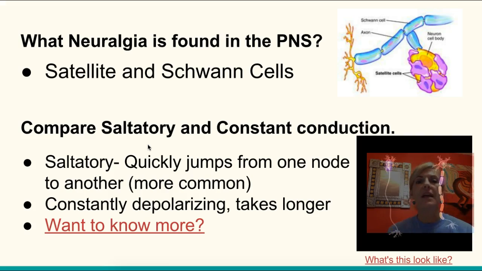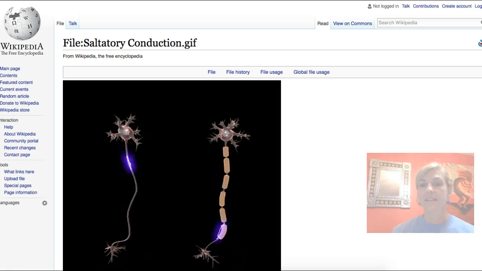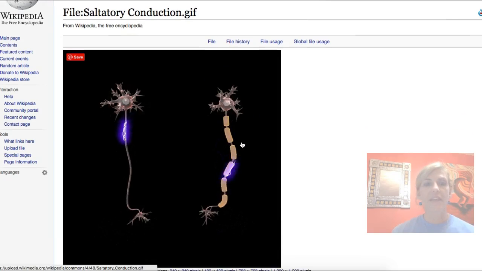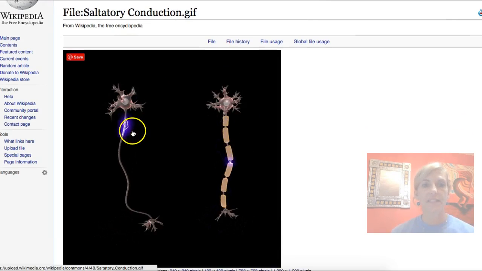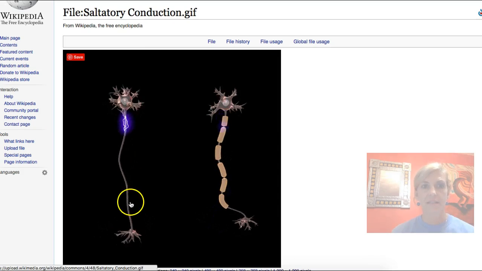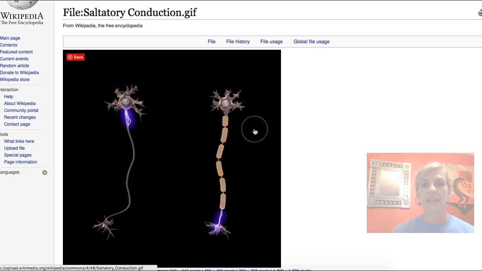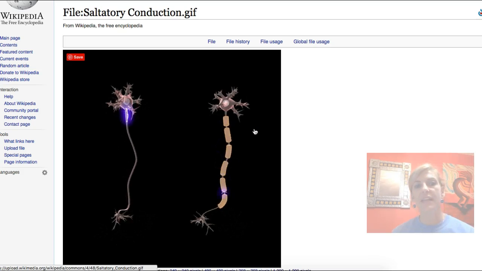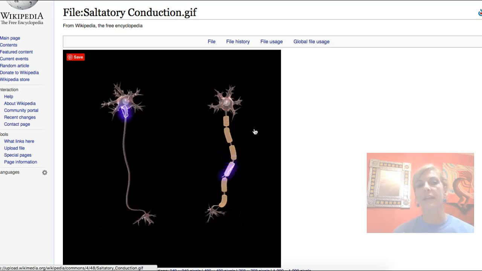And constant conduction is constant, right? So every single nanometer along the way has to have that open, close, open, close channels of sodium and potassium. Here you can click a little video that will be less than a minute long. I like this graphic here because you can see the depolarization going constant. And then in this one you can see it jumping and how much more quickly it gets to the bottom of the axon when it can jump.